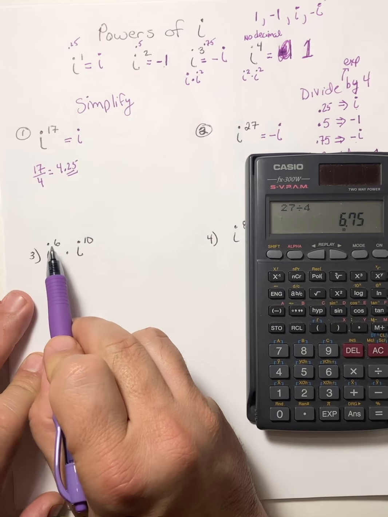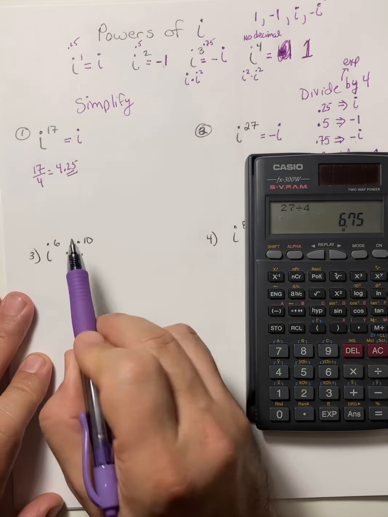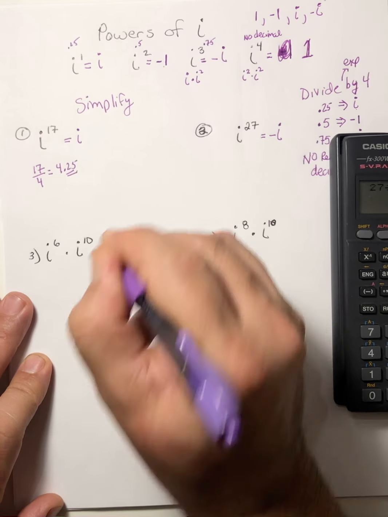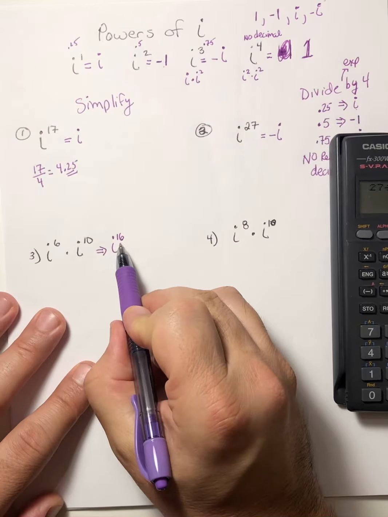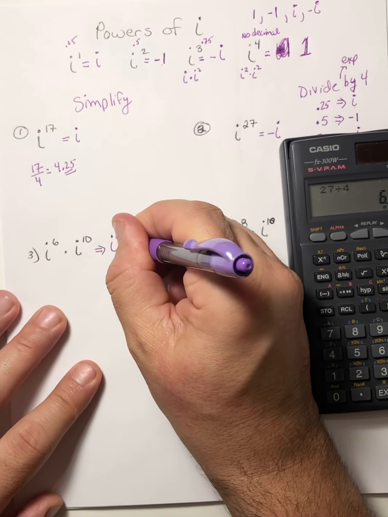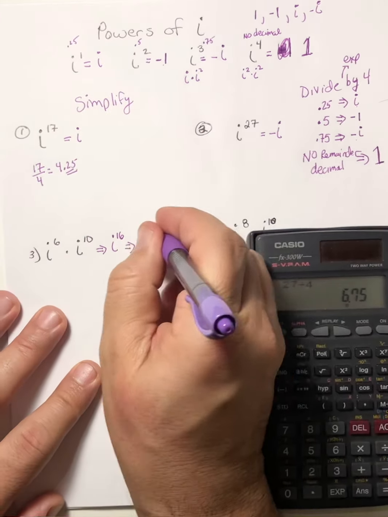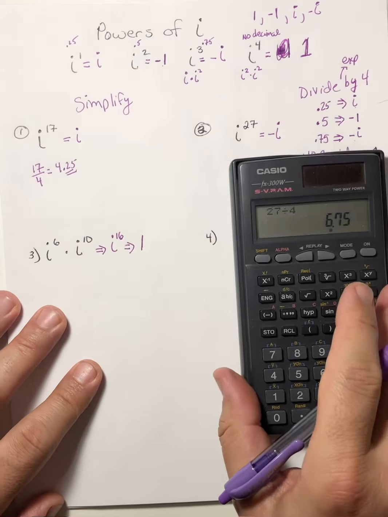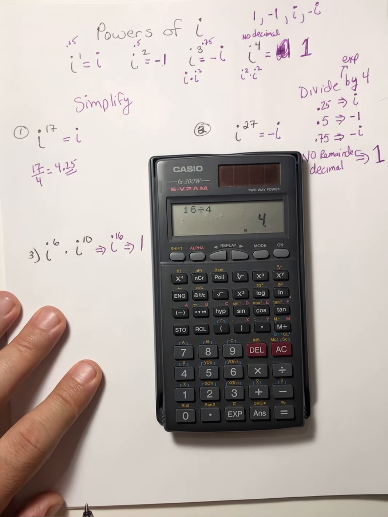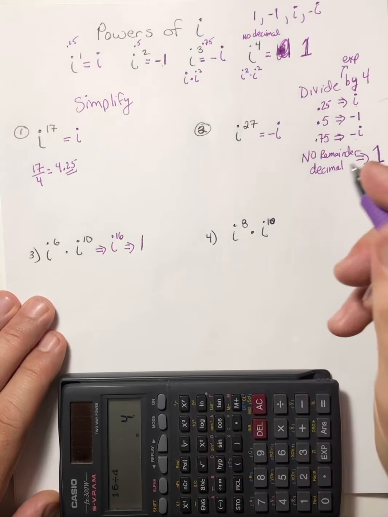Uh-oh, what do I do here? i to the 6th times i to the 10th. You're multiplying like bases, so what do we do with the exponents? That's right, we add. So I'm looking at i to the 16th power. 4 goes into 16. What's the decimal? Hopefully you'll say no decimal. It goes in evenly, and no decimal is 1. If you're not sure, 16 divided by 4, see, no decimal. On my calculator it says point, and what comes after it? Nothing.